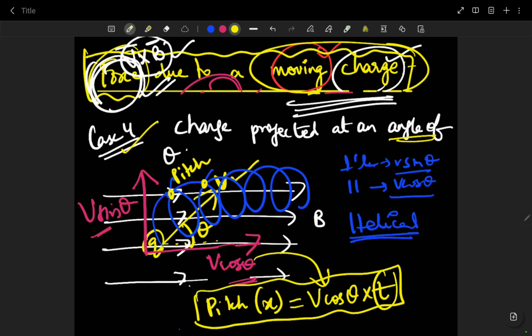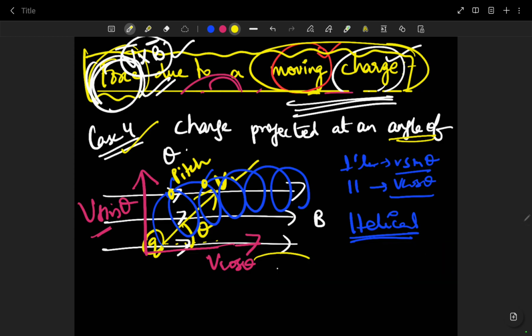And then instead of this t, you can also substitute 2 pi m by qb, right? That is also doable. We have seen this formula in the previous cases. That can also be substituted here, and you know the radius as well, right? The radius formulas that we have discussed so far. And the radius formula for this case will be m into the velocity component that is perpendicular, divided by qb.